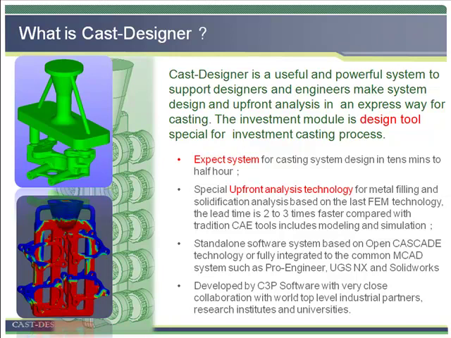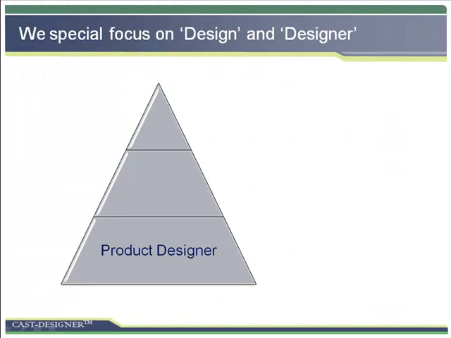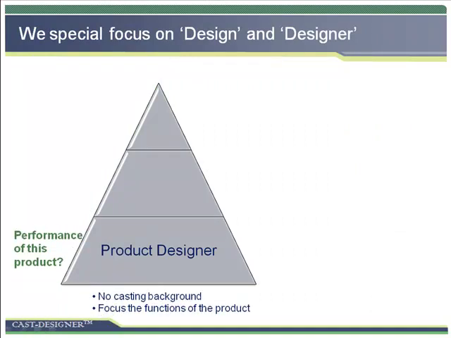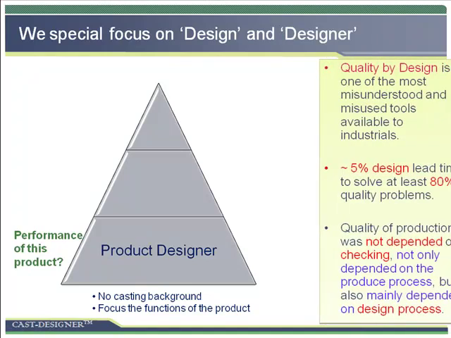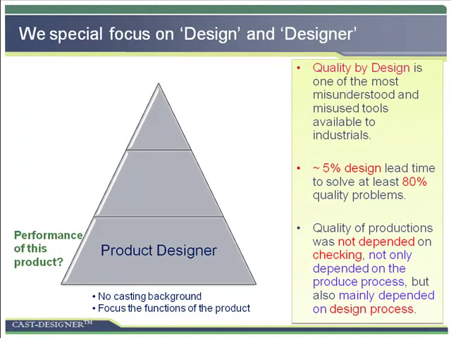Today, in the real business environment, cost, lead time and quality are the major concerns. Control the design stage is the best way to save time and cost, as well as enhance product quality. This is also the start point of Cast-Designer. As we know, 5% design lead time can solve at least 80% quality problem in the future, and bring back the biggest benefits to industrial. We can serve the product designer to improve the original design at very early stage.